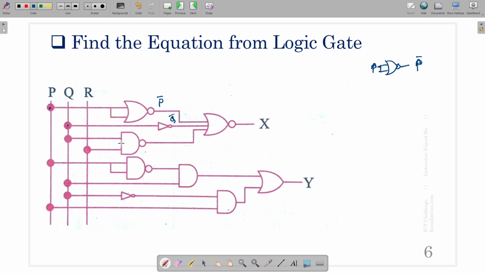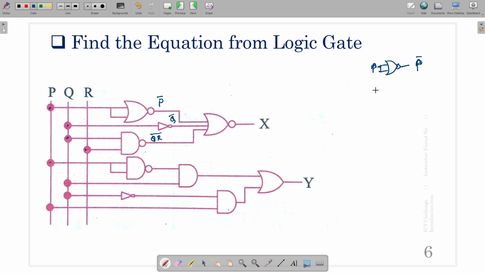Now for this logic gate, this is a NAND logic gate, and we already know that the execution of a NAND logic gate is Q and R input. So that means we have to multiply those values, Q, R, and whole bar for this NOT operation. So you will get QR whole bar. And also you will get P.